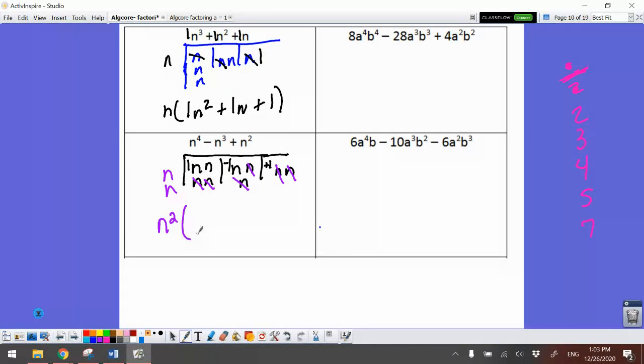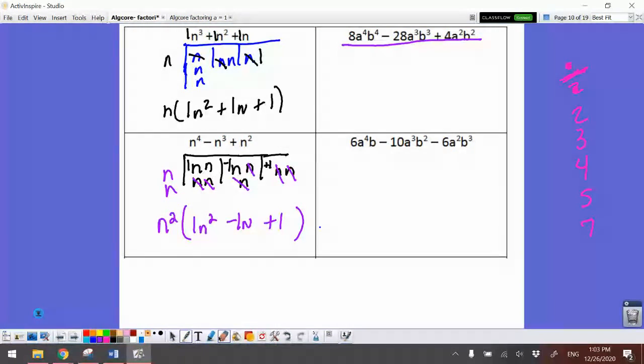So I have n squared. And what's left? Well, here's a 1 with 2 n's. That's a 1n squared. This is a negative 1 with an n. And this one is a positive 1. So again, you have to think about the fact that there's actually a number there, even if it is just a 1.